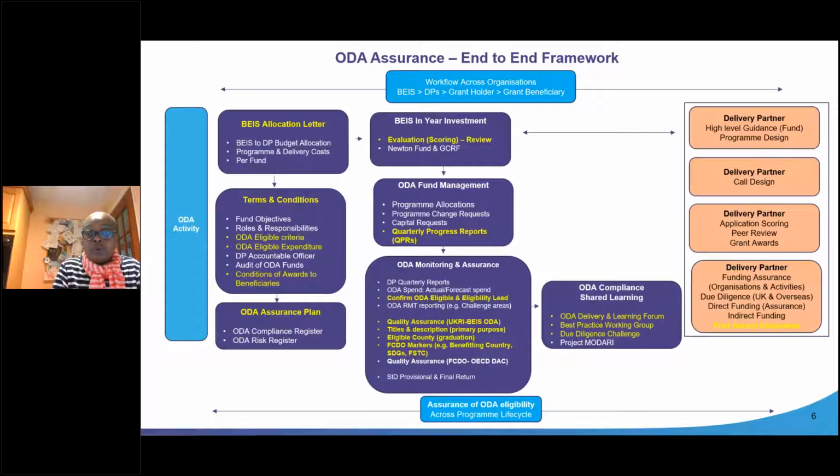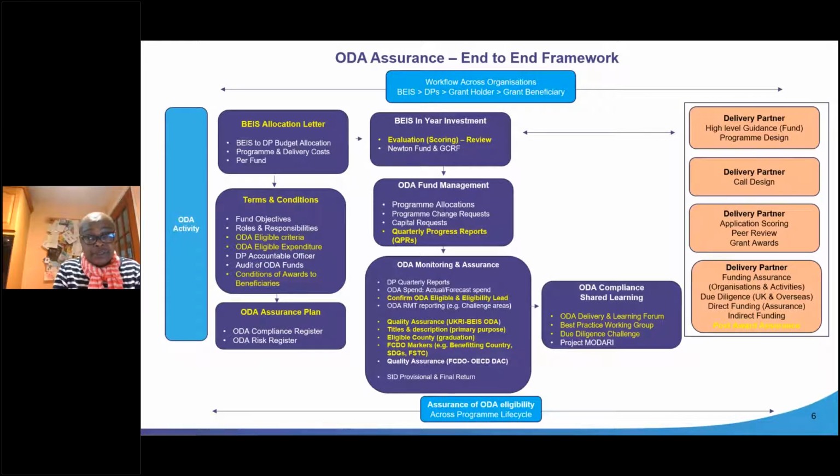We also use quarterly progress reports as more frequent two-way conversations during the lifetime of any programme or ODA activity, so the delivery partners update BEIS as the funder on any aspects of ODA eligibility, as well as risk, compliance issues, etc. But really, the key aspects in terms of ODA compliance are the quarterly delivery reports that we receive, and there are two key columns that we pay attention to, which the delivery partners use to confirm that the programmes they are funding continue to be ODA eligible.